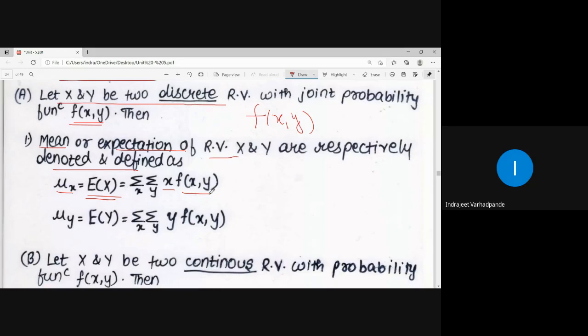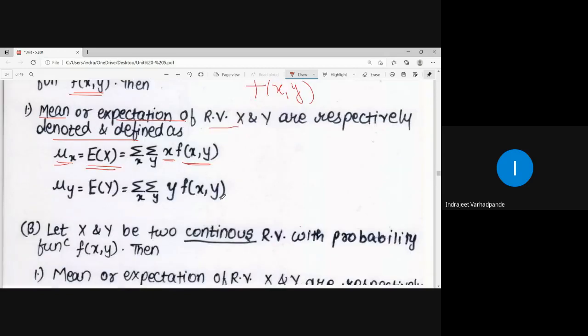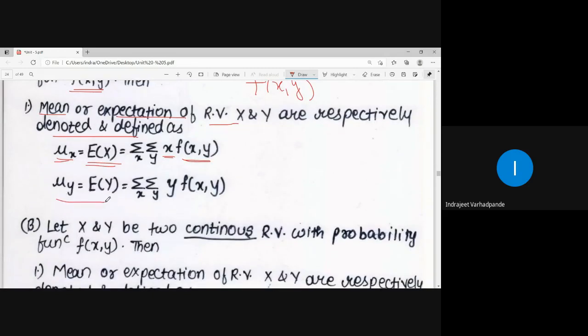But here, as we are dealing with two random variables X and Y simultaneously, I will be calculating expectation of X, that is mu X, which is equal to summation over X, summation over Y, X multiplied by f of xy. Similarly, mu Y will be nothing but expectation of Y, which will be calculated by summation over X, summation over Y, Y multiplied by f of xy. So every random variable Y will be multiplied by the joint probability function, and summation will be taken over X as well as over Y.